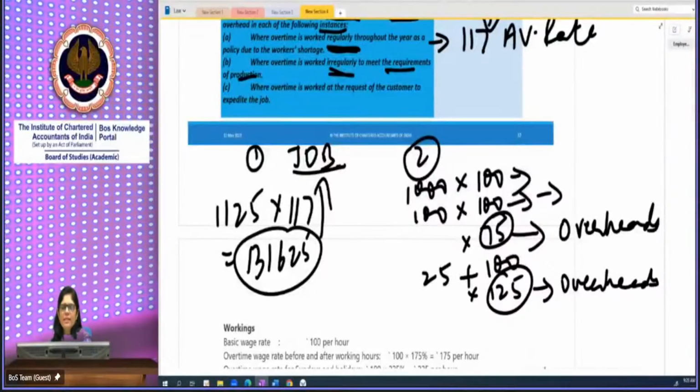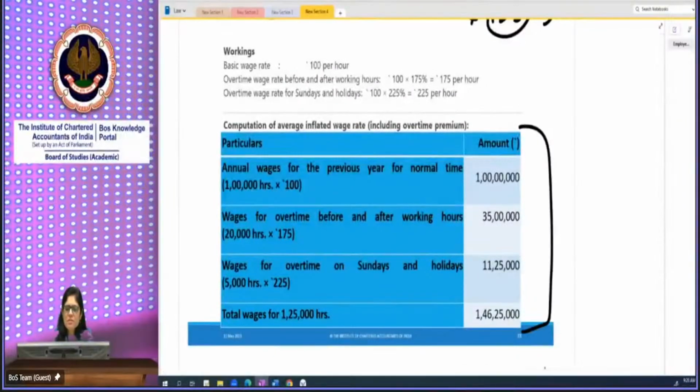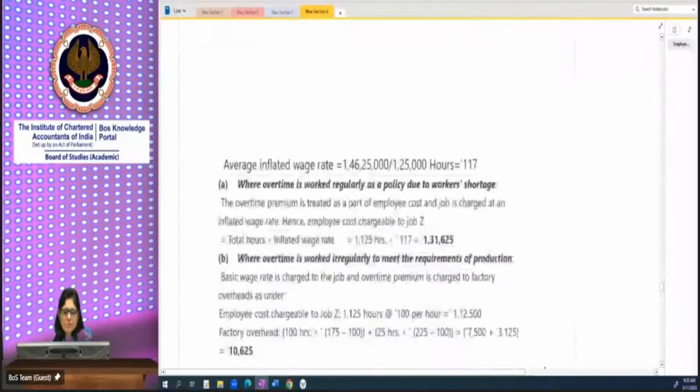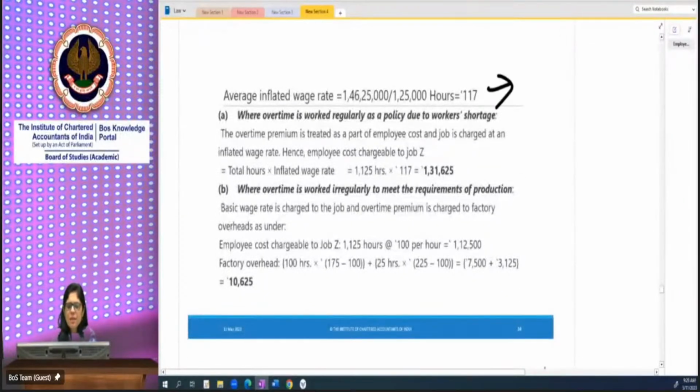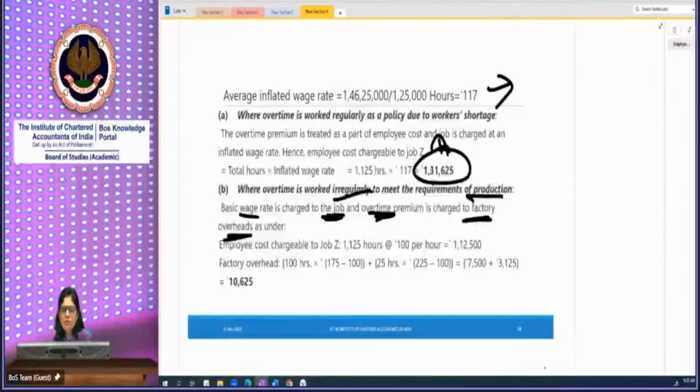Yes. In the second case, we can look here also. This is the first case where we have charged the overtime as an inflated price. So this is the total labor cost. The entire 1325 will be charged to the job. Second, when it's irregular for the production, it will be charged to factory overheads as indirect cost. Clear? So the basic will be charged to the job and overtime will be charged to factory overheads. So first is the normal, it's 1000, 1125.